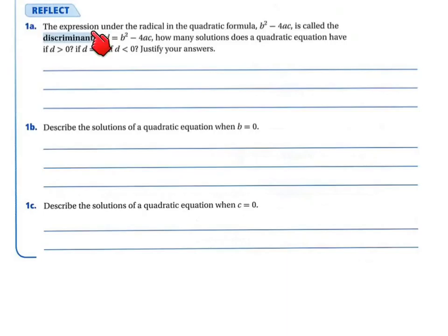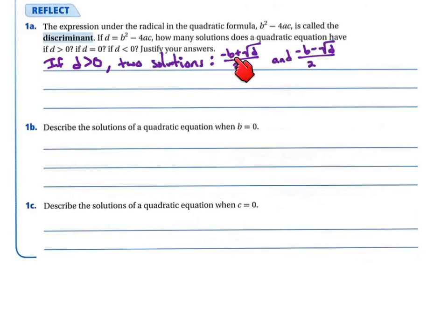Okay, so the expression under the radical, that b squared minus 4ac, is called the discriminant. We call that D, the discriminant. So if D is greater than 0, how many solutions do we have? Well, then we have two solutions. We talked about that before, right? We have negative b plus root D over 2a and negative b minus root D over 2a, because this is negative b plus or minus root D, right? If D is equal to 0, then we have one solution, because there's no plus or minus 0, right? We just have negative b over 2a.